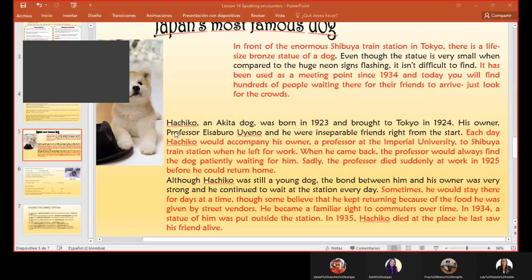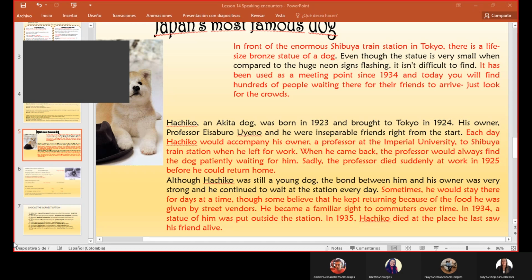In front of the enormous Shibuya train station in Tokyo, there is a life-size bronze statue of a dog. Even though the statue is very small when compared to the huge neon things flashing, it isn't difficult to find. It has been used as a meeting point since 1934, and today you will find hundreds of people waiting there for their friends to arrive. Just look for the crowds.